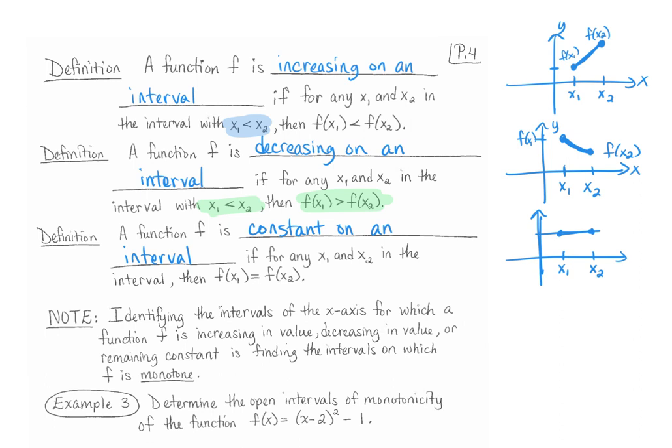So a horizontal line is what it's going to look like. That means it's constant. If f of x1 and f of x2 are the same, that means your function is constant.